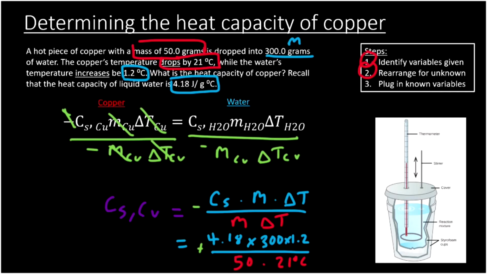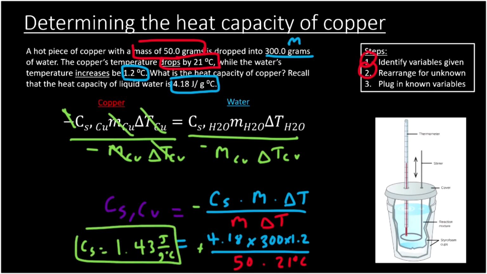All right, let's do that. When I do that, I get out the heat capacity for copper, which turns out to be 1.43. And the heat capacity units are always joules per gram degrees Celsius when we're solving for specific heat capacity. All right, so that's the specific heat capacity of copper from my calorimetry measurements.